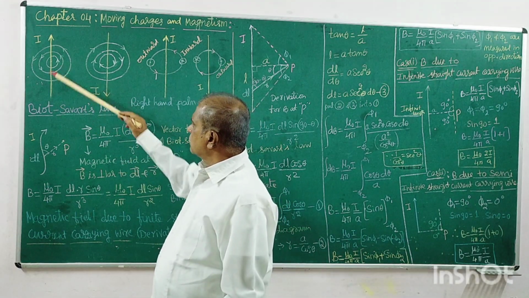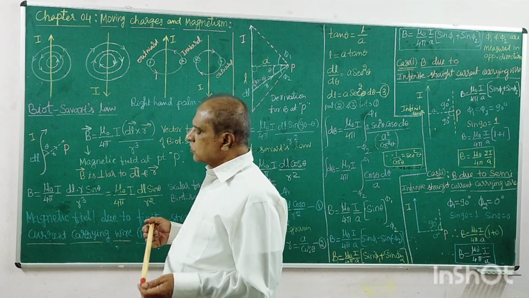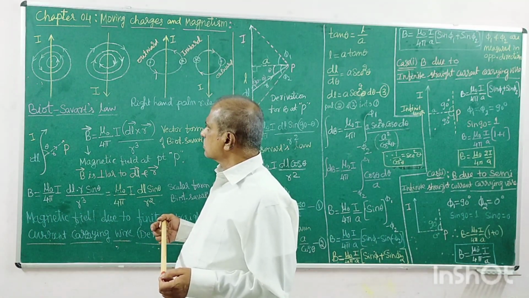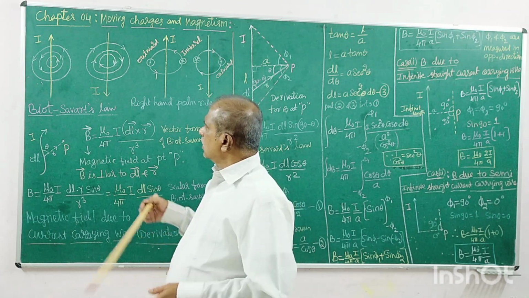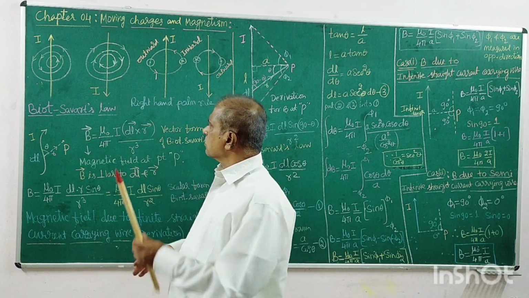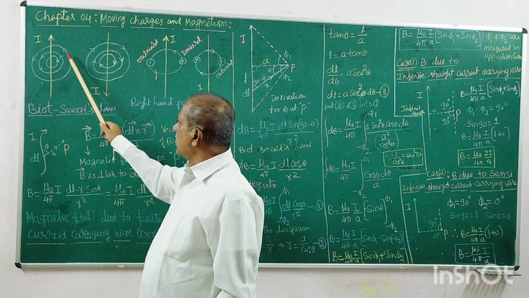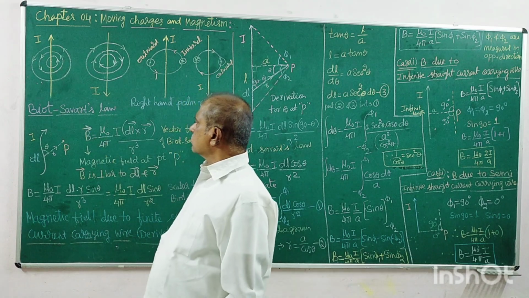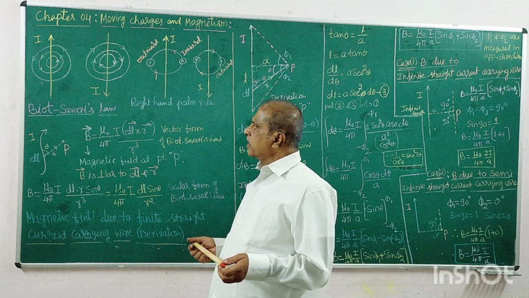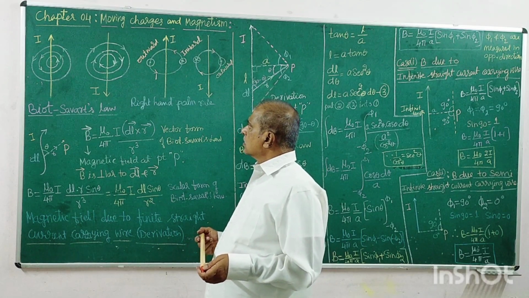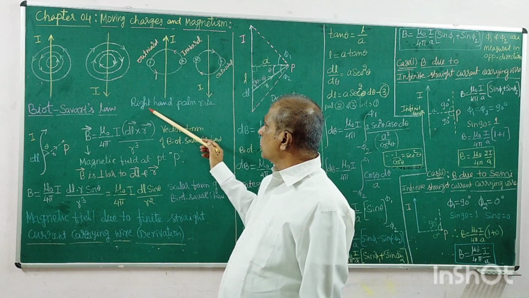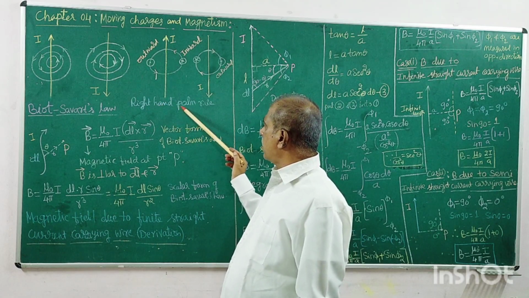If that is the case, what would be the direction of these magnetic lines of force? Here the direction is given in the anti-clockwise direction, because the circle is anti-clockwise. To indicate the direction of the magnetic lines, there are rules. One rule in physics is called the right hand palm rule.